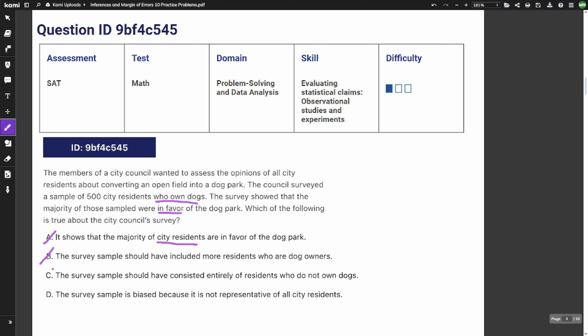So this one's also wrong. And then D. The survey sample is biased because it is not representative of all city residents. And this is true. So our answer is D.